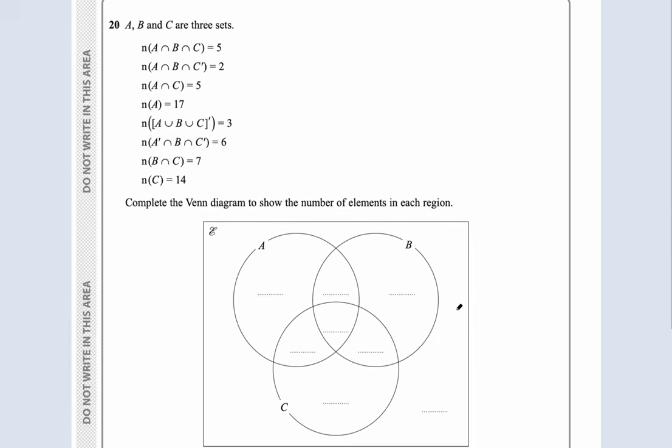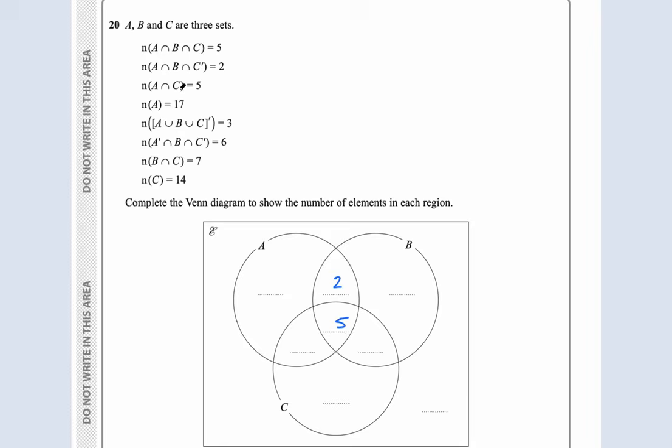Okay, question 20. A, B, and C are 3 sets. We have the number of elements in this is 5, the number of elements in this is 2. Okay, so that's a lot of information. Let's go step by step. So the number of elements in A intersection B intersection C, that is in the middle of everything, is 5. So there's 5 in there. Fine. Next one. The number of elements that are in A and B and not in C. So what's in A and in B and not in C? That's this one here. They're in A and B, but they're not in C.